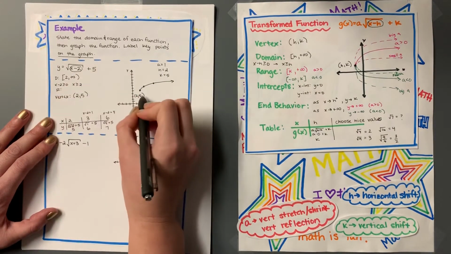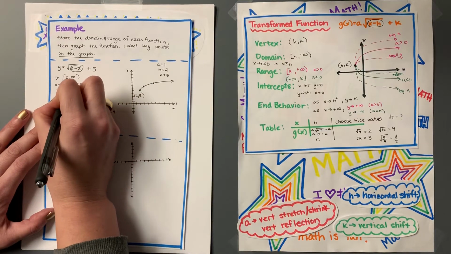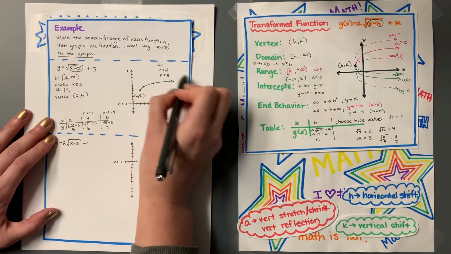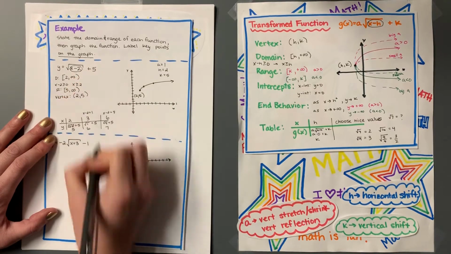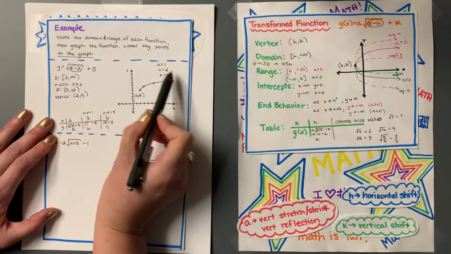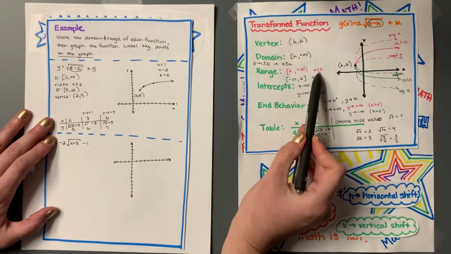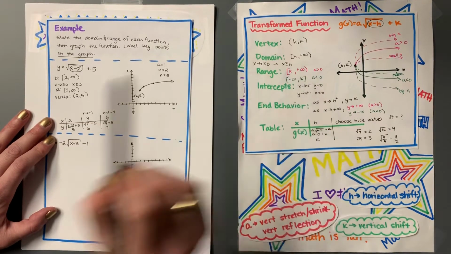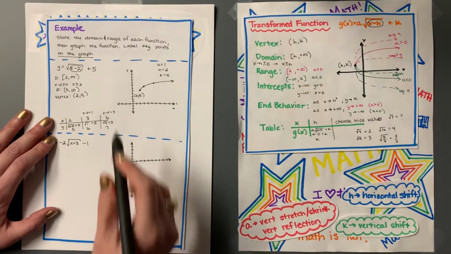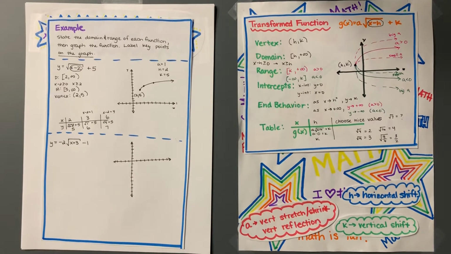So now I can look at my range, and my range appears to start at 5, and it's headed up. So that means it's going to positive infinity. My a value is positive, so that matches what I expected, right? If my a value is positive, it should be from k to positive infinity. Perfect. All right, moving on to the next one.